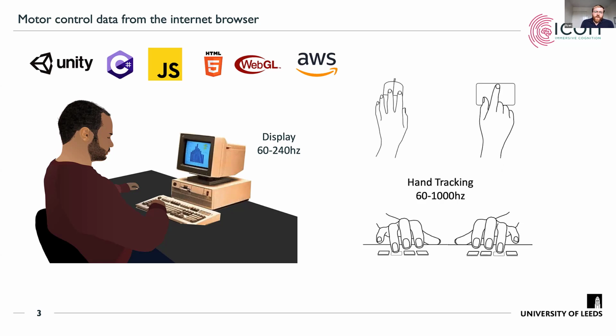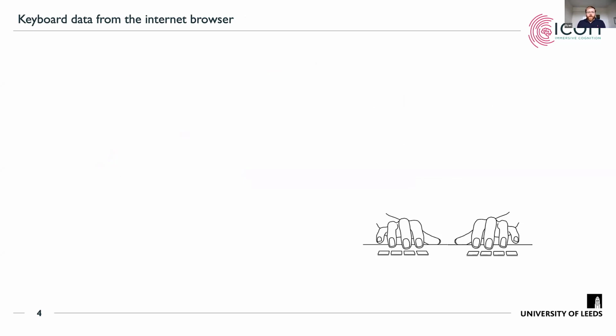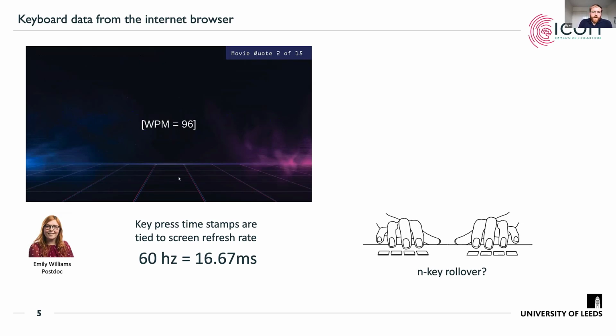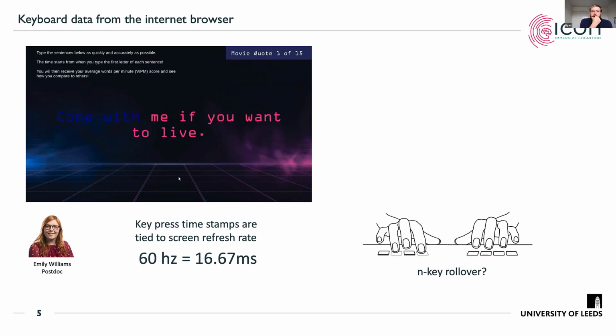So that means two things. One is that often this is less precise than what we're used to, but also it's highly variable from person to person. If you're focusing just on keyboarding tasks, which is something that a postdoc in our lab, Emily Williams, is doing, then this primarily just affects the sampling interval at which you can detect a key press. So 60 hertz means 16.67 milliseconds is about every time that you're going to get a data point. And it's also when you can present information back to the participant.